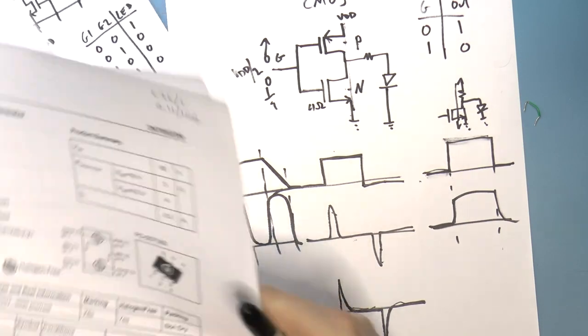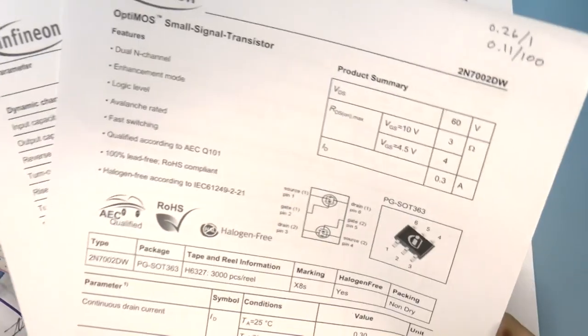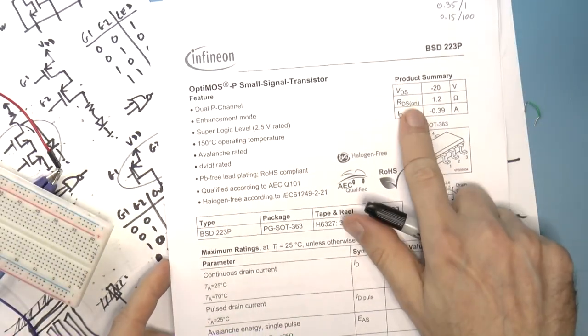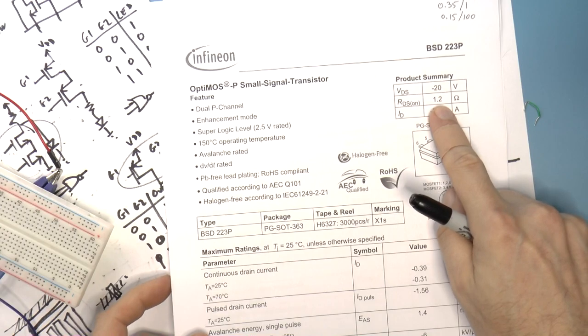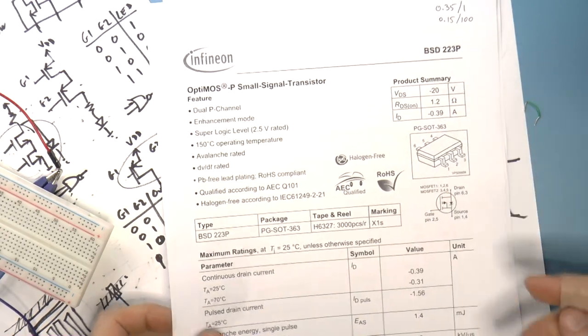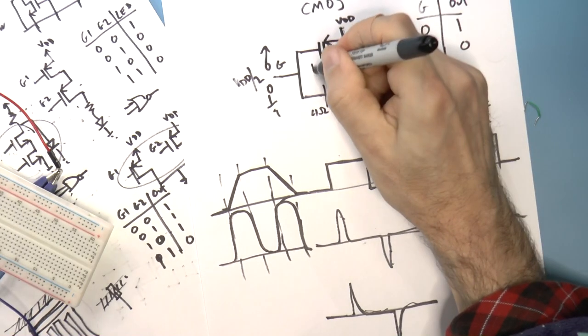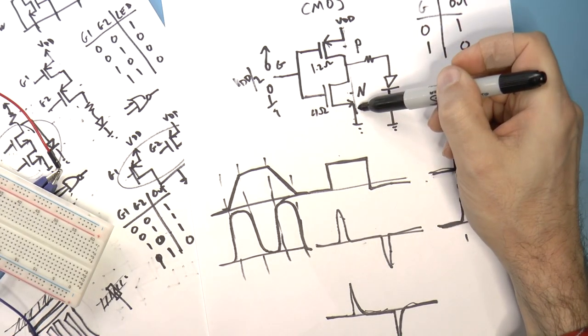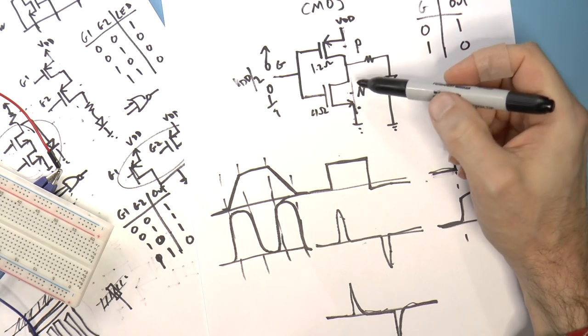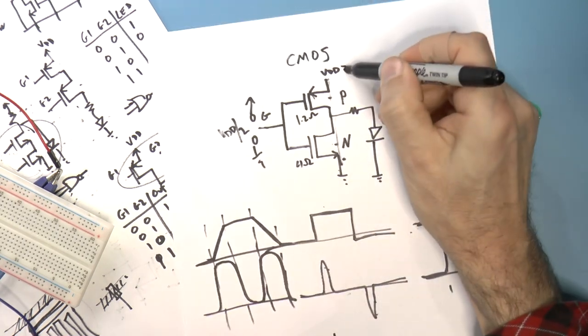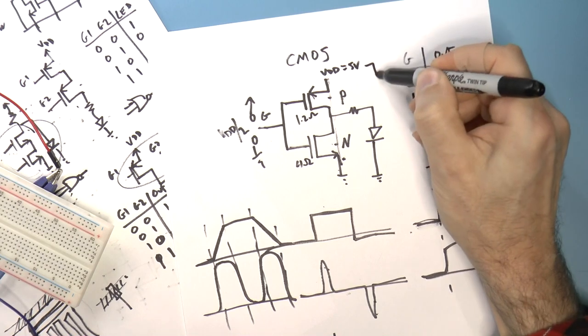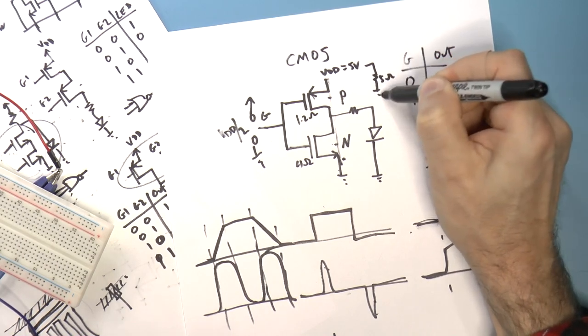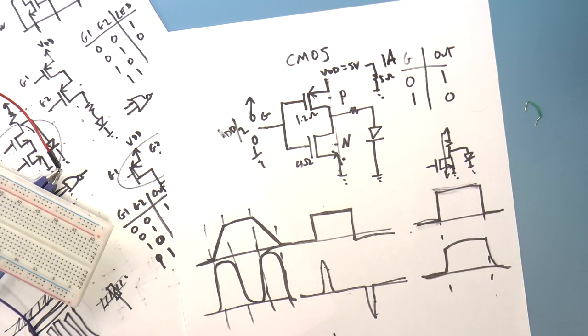And if we look at the PMOS, which I have over here, you can see that the RDS on is 1.2 ohms. Doesn't say what the VGS is, but let's just take that as given. 1.2 ohms. So I've got 5.2 ohms across here. Now, let's call that 5 ohms, which is convenient because VDD is also 5 volts. So of course, 5 volts through a 5 ohm resistor is 1 amp.